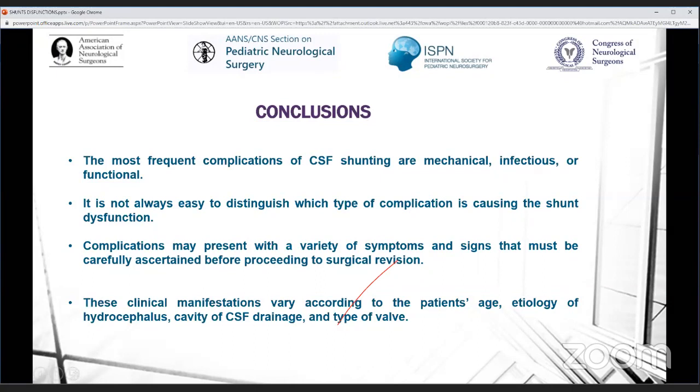The clinical manifestations vary according to the patient's age and the etiology, like we talked about in the first slides, the etiology of hydrocephalus, the cavity of cerebrospinal fluid drainage, and the type of valve or shunt that we are going to use.